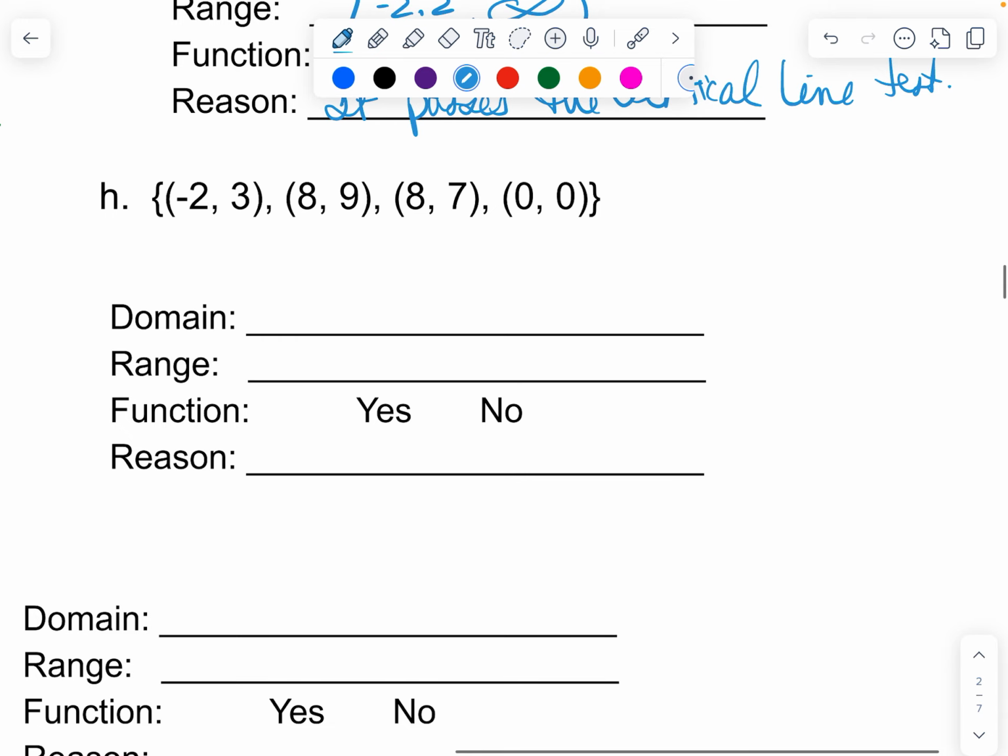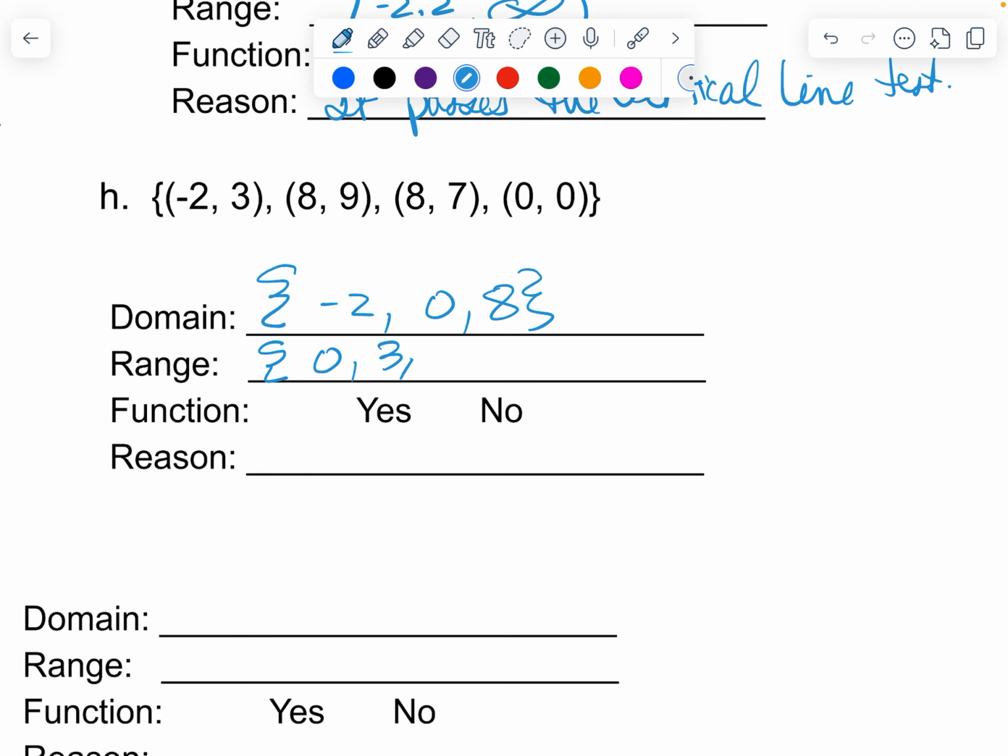Okay, next one. Domain. My lowest number is -2, 0, 8. My range, 0, 3, 7, 9. Is it a function? No, because 8 has two different outputs.